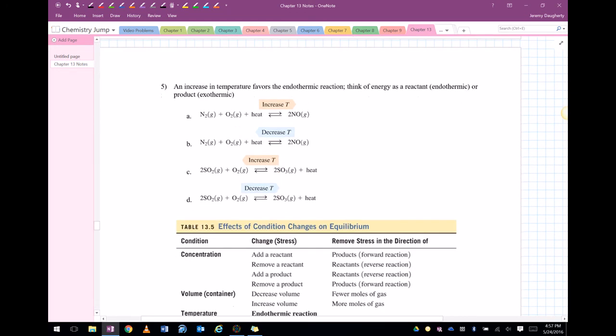Okay, and the final one, and this is temperature. Now remember, temperature is going to change K. And we can talk about that here too. But an increase in temperature favors the endothermic reaction. Okay. Now the reason why is because energy, in this case, if we increase the temperature, the stress is too much energy.